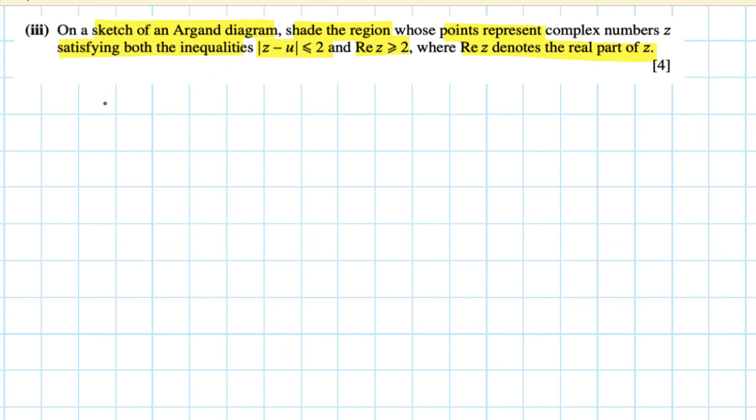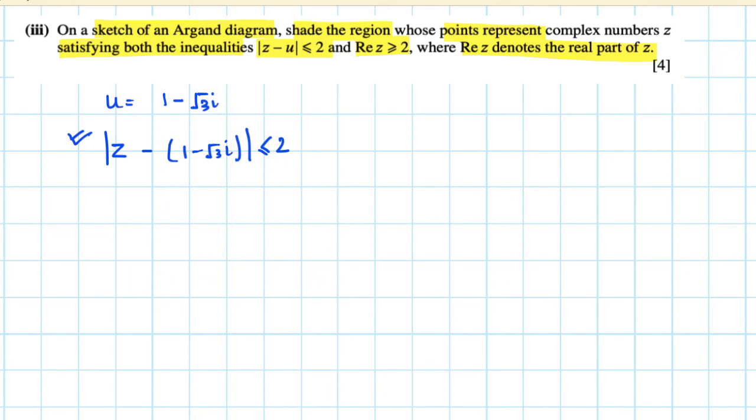Okay, so now let's start drawing this part. First thing, we know u is equal to 1 minus root 3i. So |z minus (1 minus root 3i)| is less than or equal to 2. What does this inequality represent? It is the locus of points in a circle, whose center is this 1 minus root 3i and radius is 2 units.